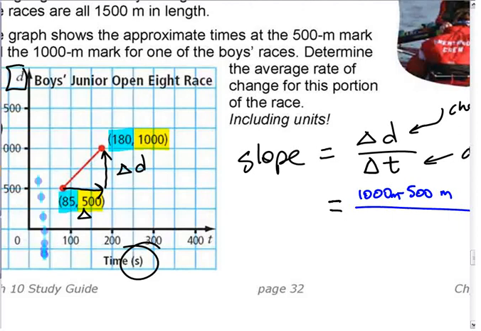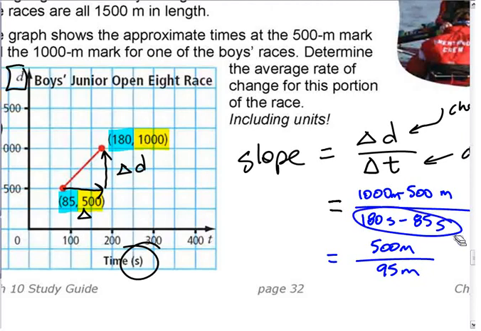How long did it take for that to happen? From 85 seconds to 180 seconds, right? 180 seconds minus 85 seconds. It's really too bad that it wasn't a nice number there. If it was 180 minus 80, it would be 100 seconds. But it's 180 minus 85, so it's 95 seconds. On one hand, it's too bad that wasn't 100 because it'd be so nice and easy to divide.